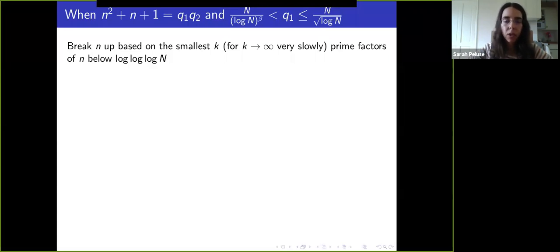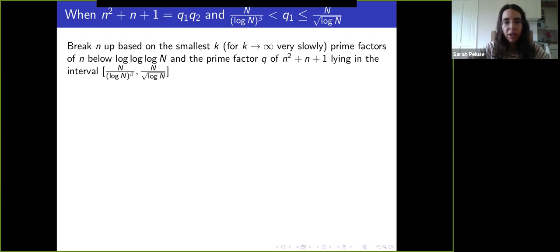And here, this is I guess the worst part of the argument quantitatively. This is where the 5 log n over 6 log n thing comes in. So this k is actually this quantity that's in the exponent of the little o of one thing. So this is some constant times 5 log n divided by 6 log n. So k is very small. So we break up n based on their smallest k prime factors, and also the prime factor of n squared plus n plus 1 that lies in this interval we're focusing on.